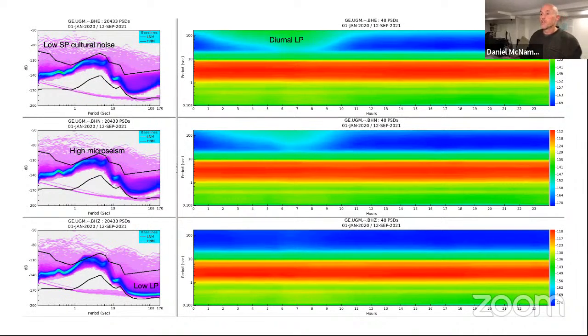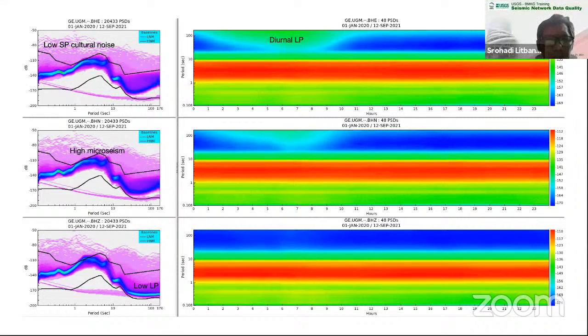Okay. So again, this is a nice station. The long period horizontals are a bit noisy. They can be quite low, but they also move around a fair bit and have a fair amount of diurnal variation throughout the day. Okay. So this again is quite a nice station.